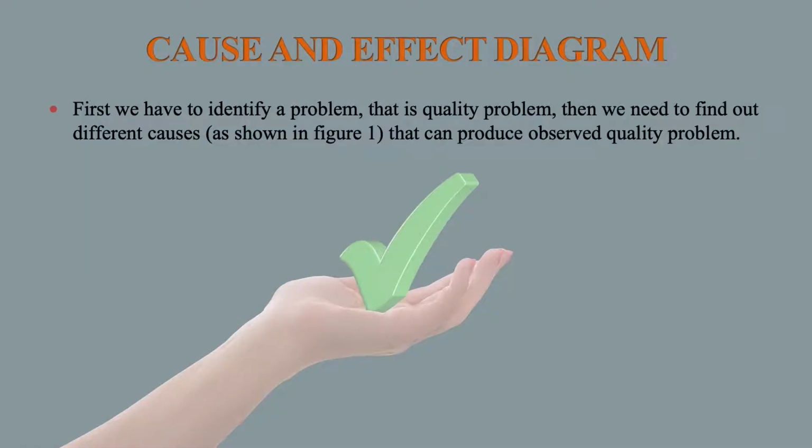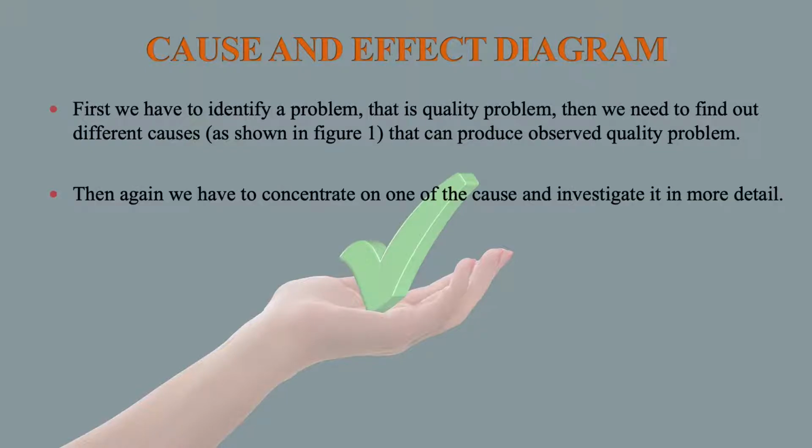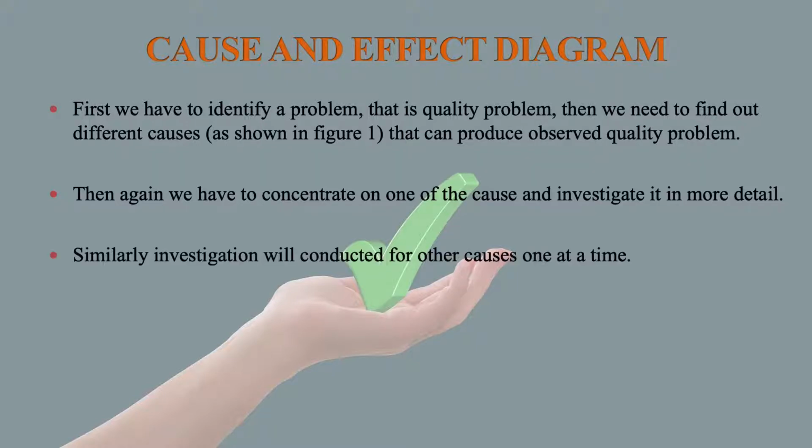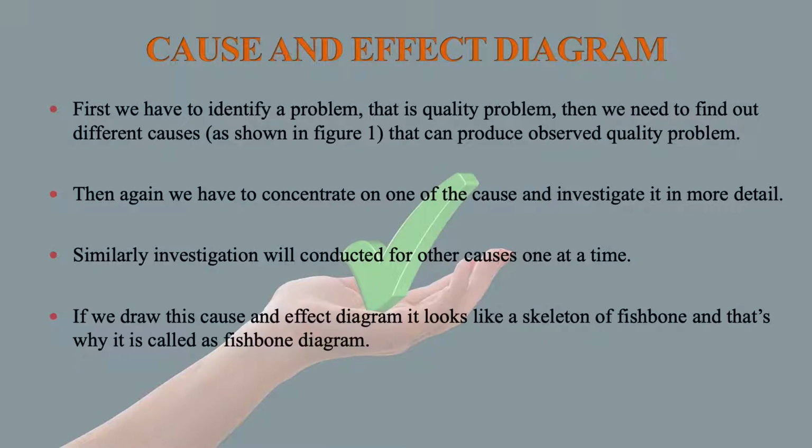First, we have to identify a problem, that may be a quality problem. Then we need to find out different causes, as shown in figure 1, that can produce the observed quality problem. Then again we have to concentrate on one of the causes and investigate it in more detail. Similarly, investigation will be conducted for other causes one at a time. If we draw this cause and effect diagram, it looks like the skeleton of a fish, and that's why it is called a fishbone diagram.